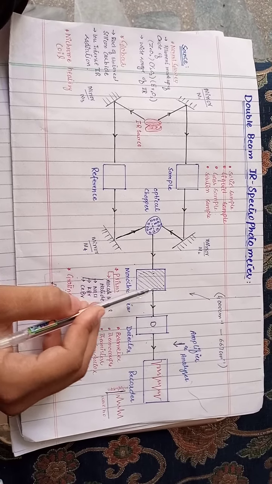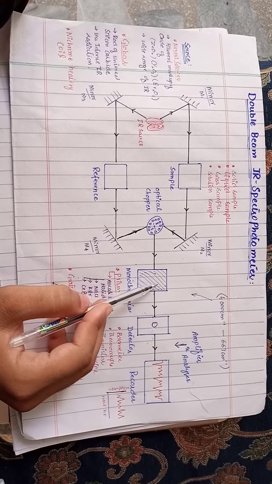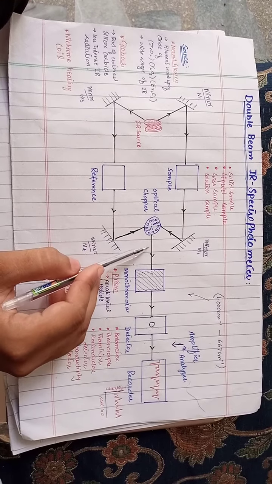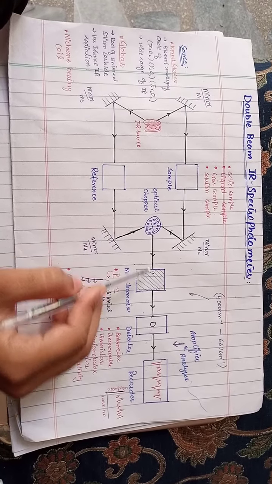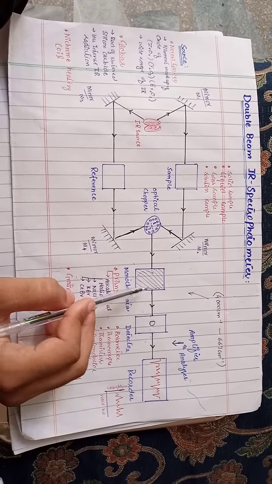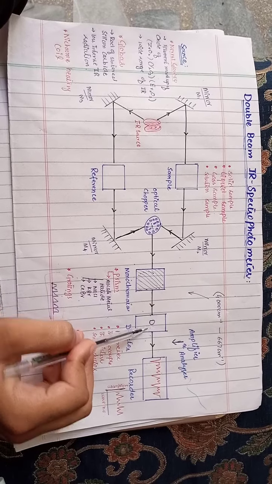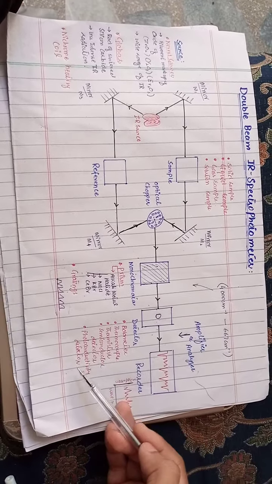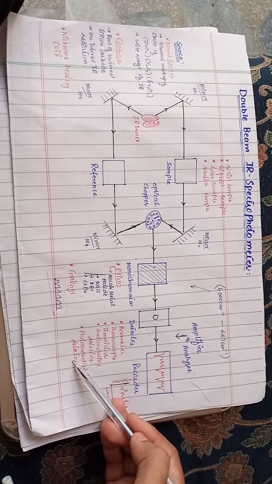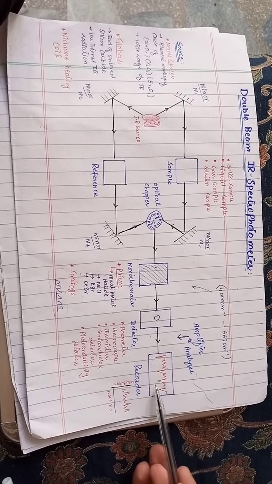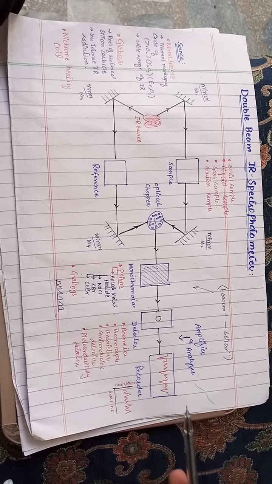The monochromator converts this polychromatic beam of light into a monochromatic beam. The monochromatic beam is then detected by the detector, converted, and transferred to the recorder.